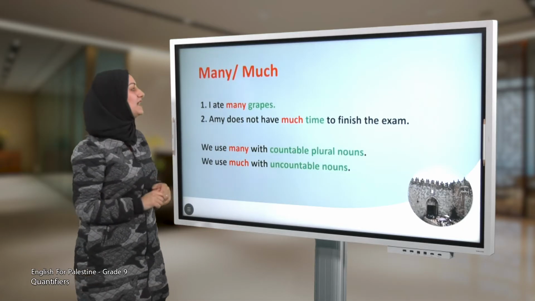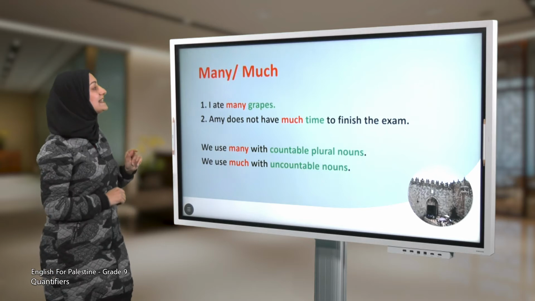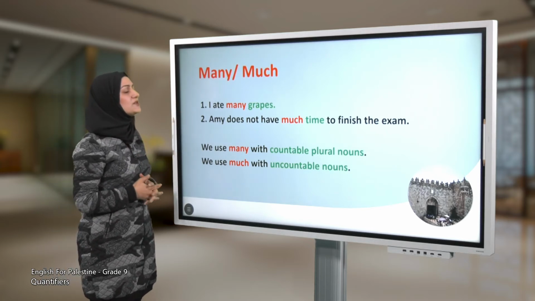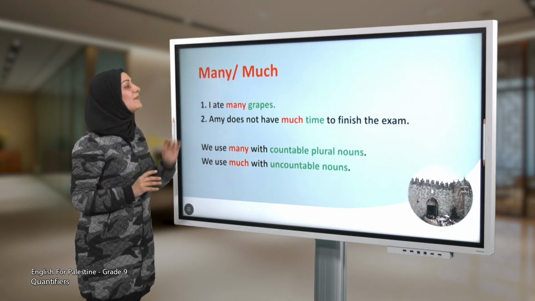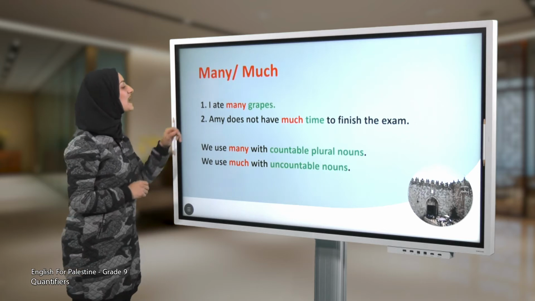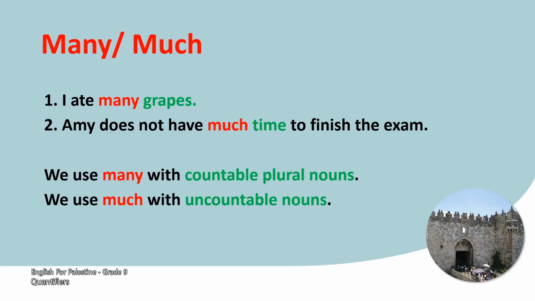Now let's start by looking at many and much and see the difference between them. The difference is very simple. Many is used with countable nouns, while much is used with uncountable nouns. Examples: I ate many grapes. Amy doesn't have much time to finish the exam. So many is used with countable plural nouns. Pay attention, the noun should be plural, many grapes, while much is used with uncountable nouns.